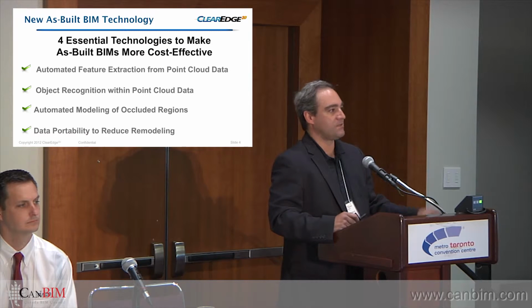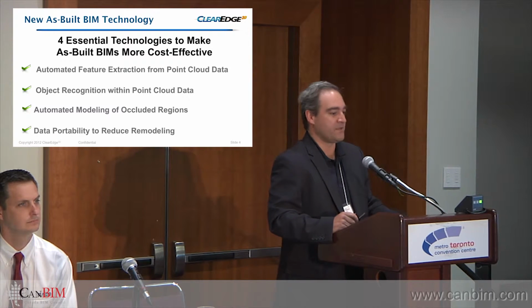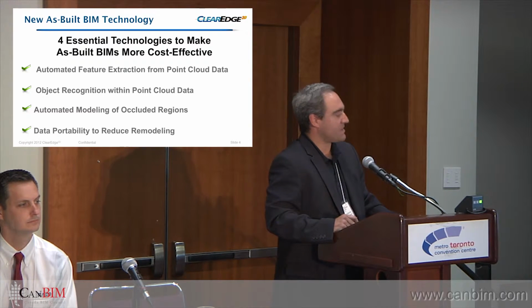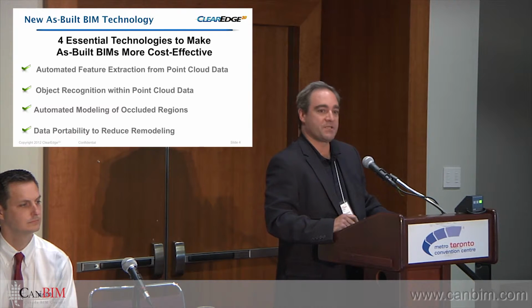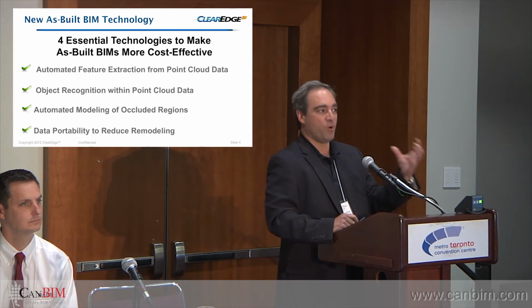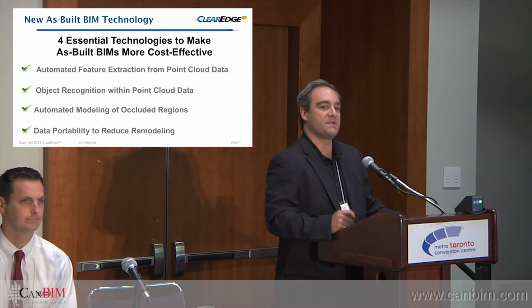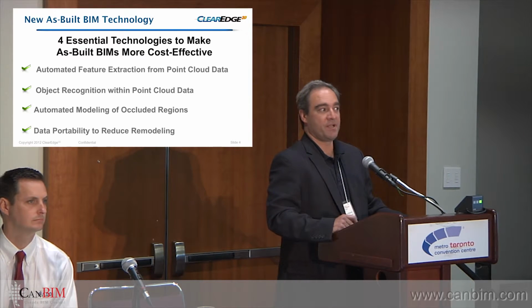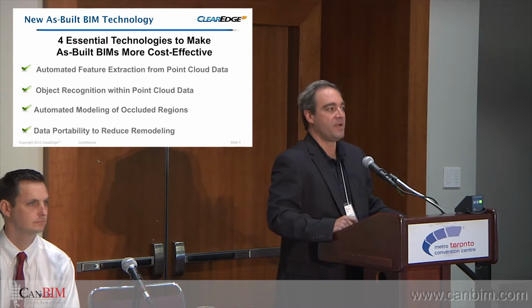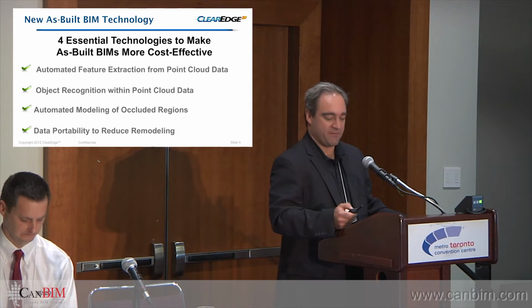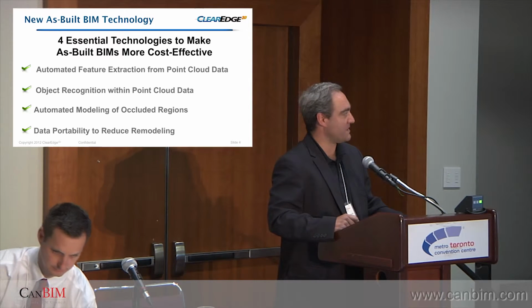A second essential technology that makes our software successful is what we call object recognition. This is more complex objects. If you think of something like a valve, there are a lot of points when you laser scan that valve, and having the ability to recognize that particular object and turn it into an actual valve is a second key function that makes this process easy.